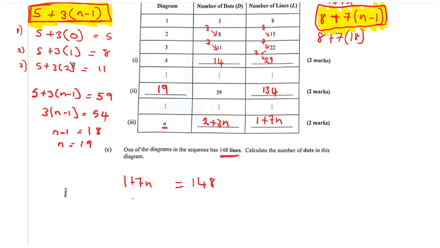So we're going to subtract 1 from both sides. So we're going to get 7n is equal to 147. Now to find n, we divide both sides by 7. So we get n is equal to 147 divided by 7. That's going to give me 21. Now I found the diagram number.